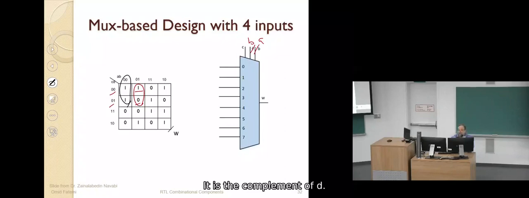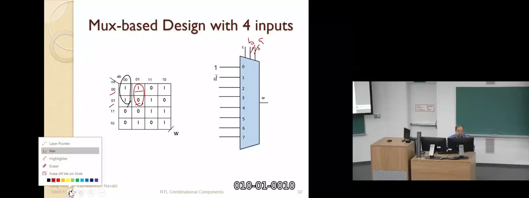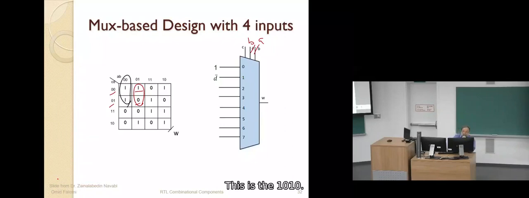Okay. So when we have 0, 1, 0, this is the one. C is 0, A is 1, B is 0. So when we have 0, 1, 0, the output is 1 when D is 0, and the output is 0 when D is 1. So what is that? Complement of D.